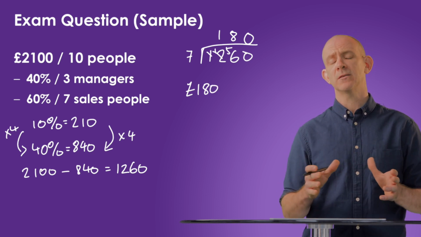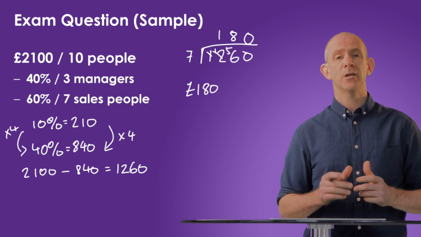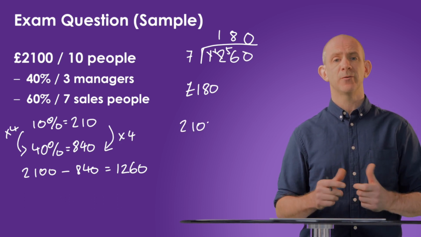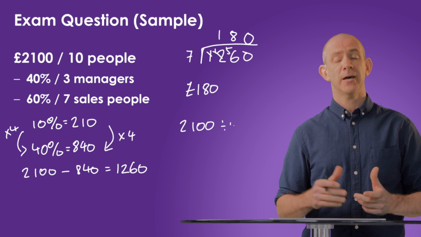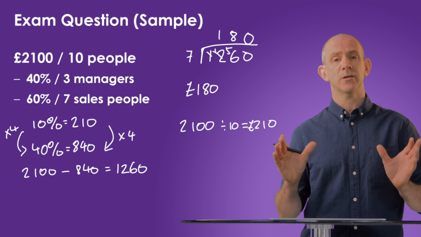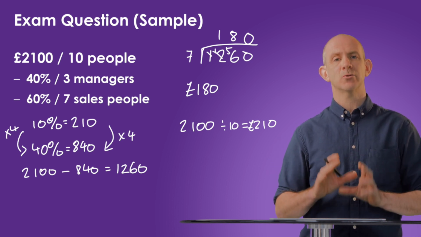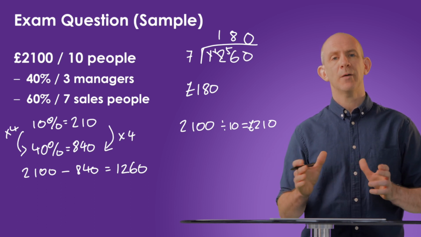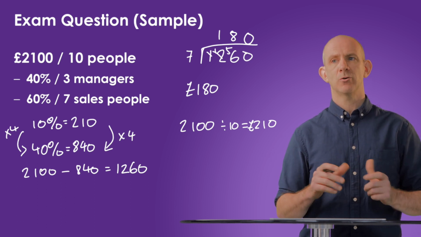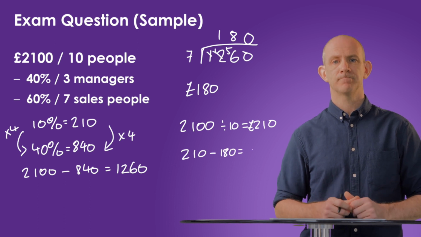What would he get if it was to be split between all 10 of them equally? Well, let's do 2,100 and divide it by 10. That gives us £210. So that's how much he'd get if they split it equally. But what he's saying is he's going to get 25% extra. Well, how much extra does he actually get? 210, take away the 180, would give £30.